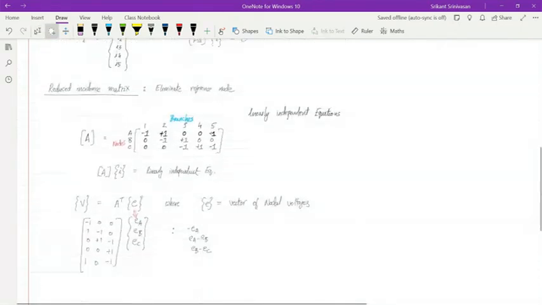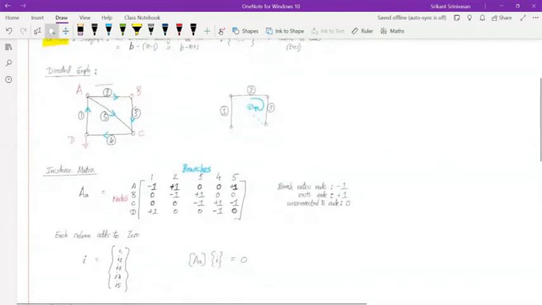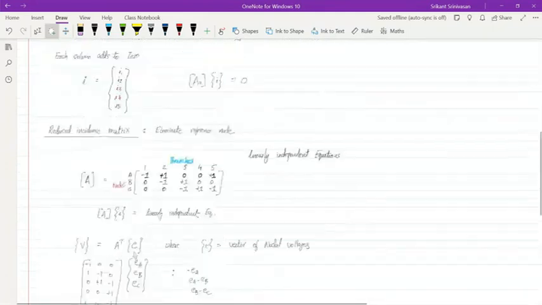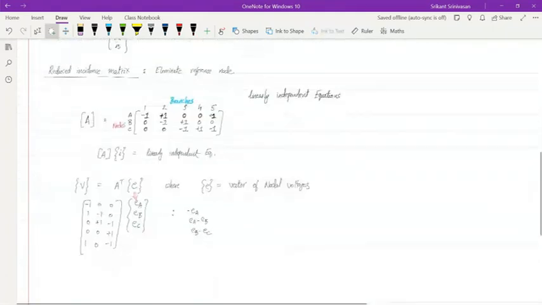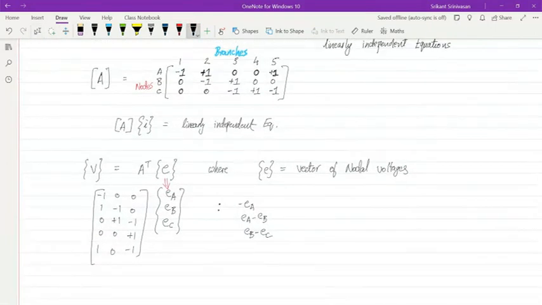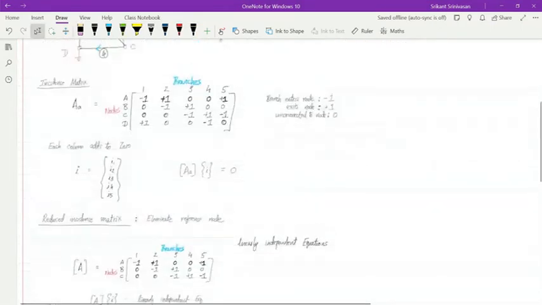Similarly, in the case of the second one, we said EA minus EB, because the branch is directed in this way. So the voltage drop is EA minus EB. And similarly, EB minus EC. So you get the point. That's what is coming out of this transpose equation. Fine. So you're getting the branch voltages. So this is basically what you get out of the incidence matrix.